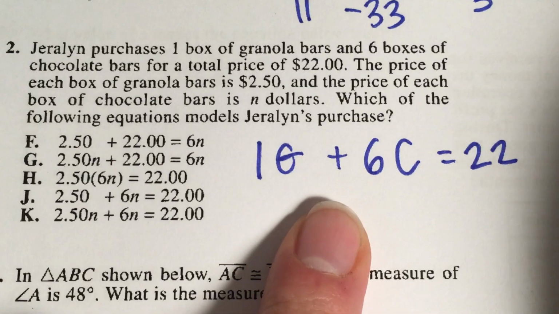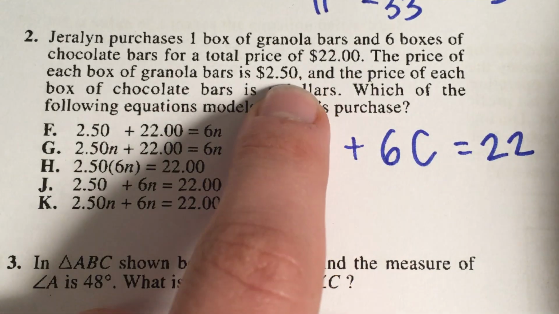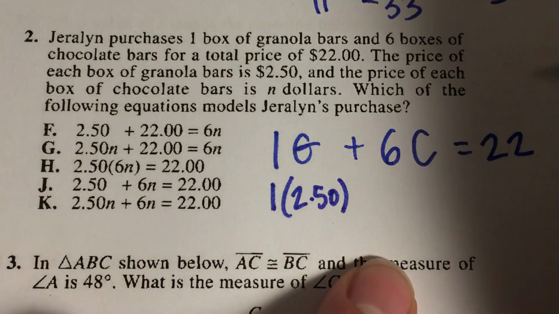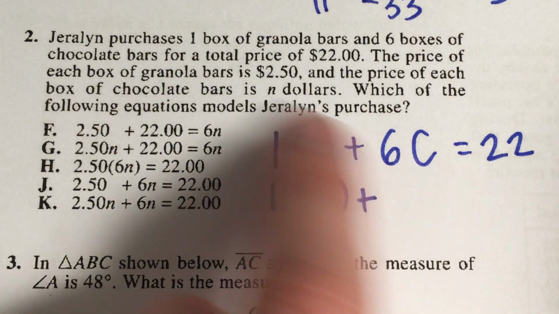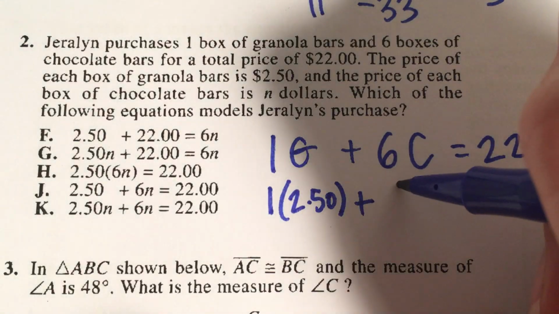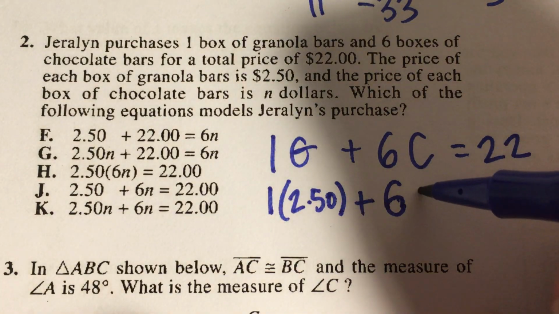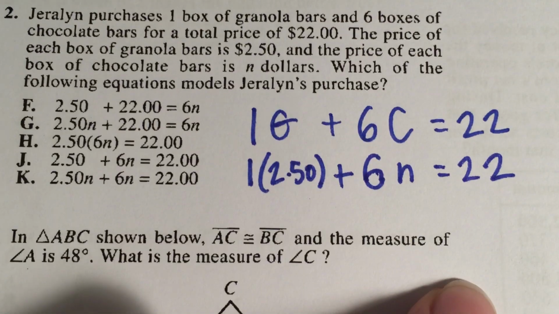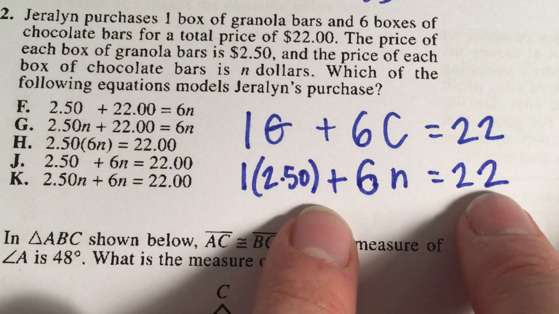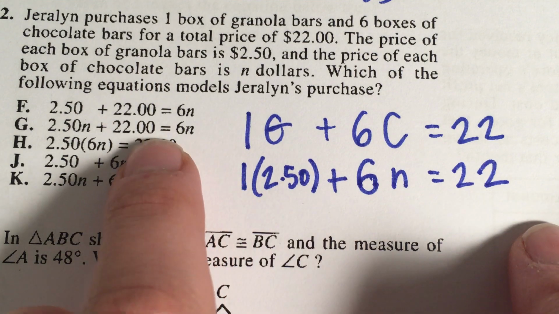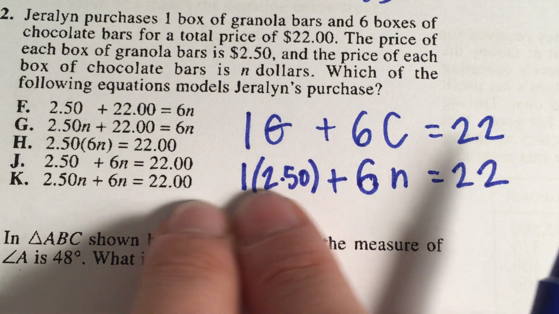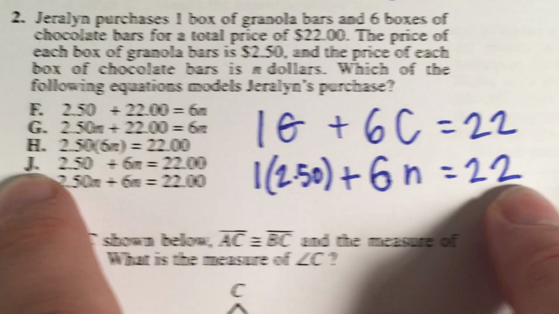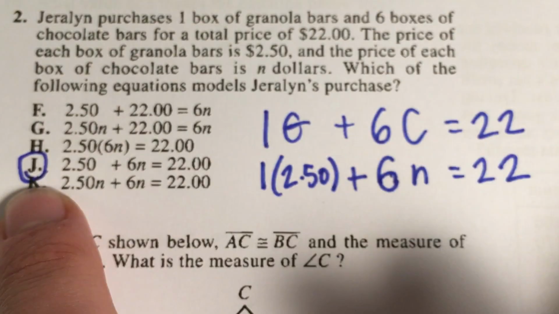Right? And then it tells us that the granola bar is $2.50, so 1 times $2.50 plus a box of chocolate bars is $N, so 6 times N. Right, so that's still going to be equal to $22. So I'm going to look for the one that looks closest to mine. I see $22 is on the outside here. And then I have 1 times 2.50 would just be 2.50 plus 6N equals 22. It looks like J would be my best answer.